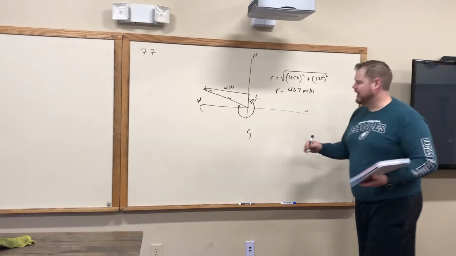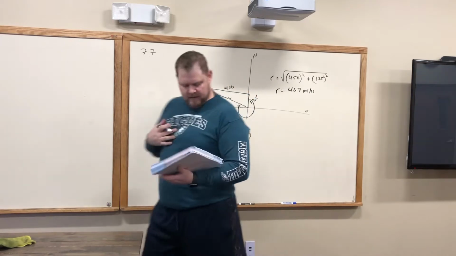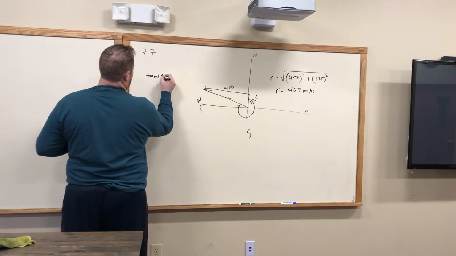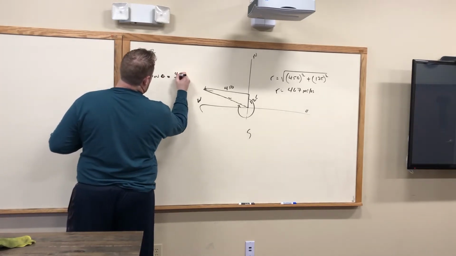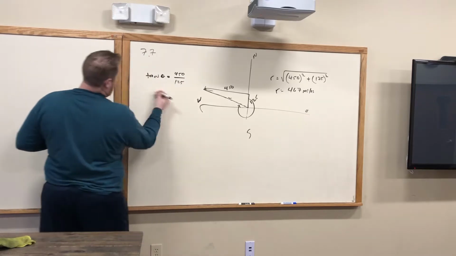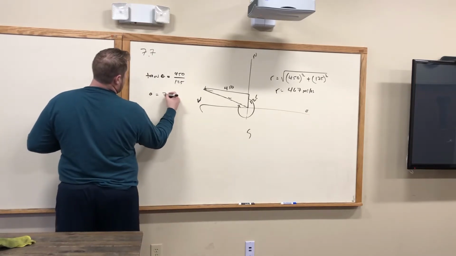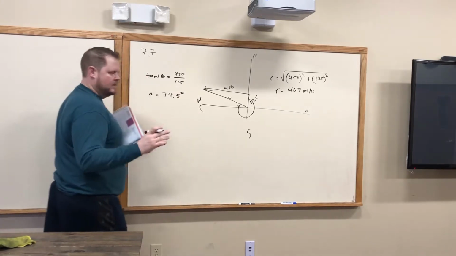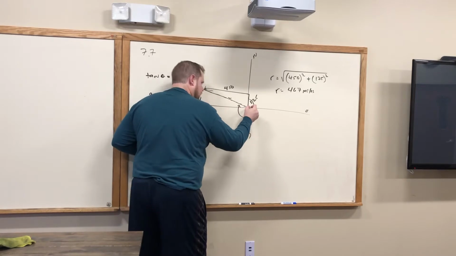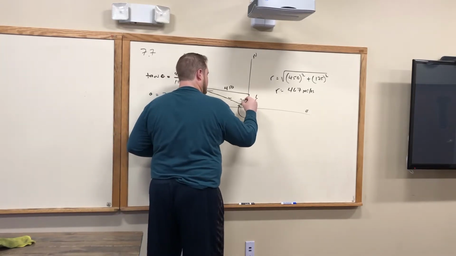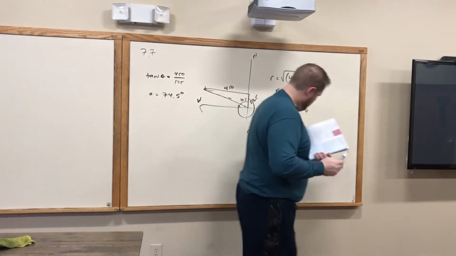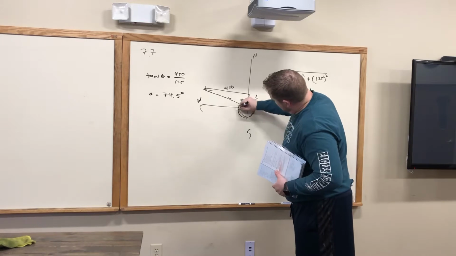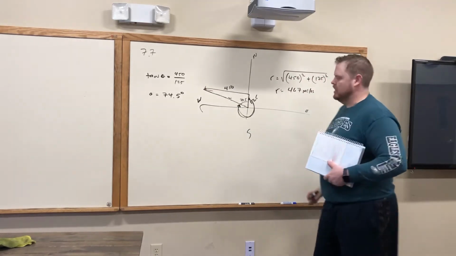Now, how would we find our theta? Tangent theta equals 450 over 125, so theta equals 74.5 degrees. Now, here's the key. That's this angle right here, 74.5. So how would we get from here all the way to there? That's the bearing that it needs to be going.